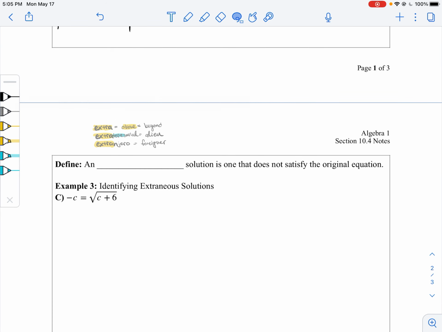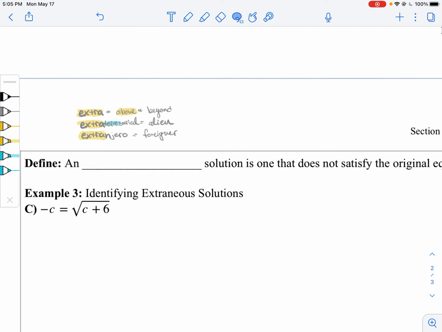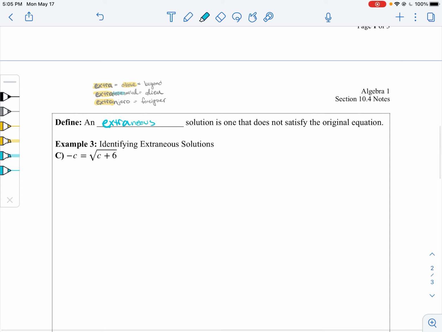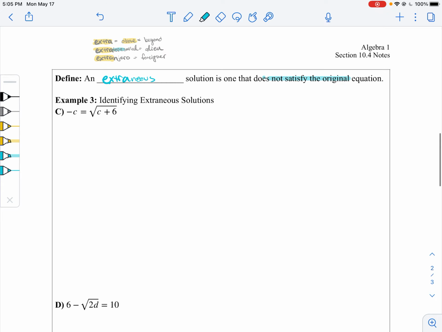It is extra. It doesn't count. So we call an extraneous solution one that does not satisfy the original equation. It's outside of the norm, I guess.